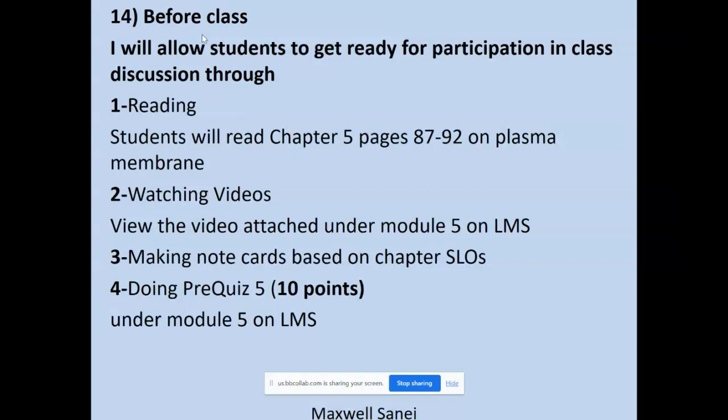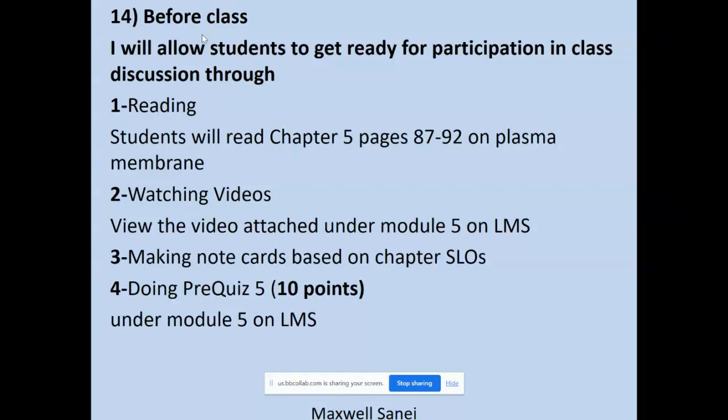Students will read chapter 5, for example, pages 87 to 92 on the plasma membrane. They may watch videos; I might post some videos for them, links to YouTube or other videos that they have in their book. They view the video attached under module 5 on the LMS, like Blackboard or D2L, and make note cards.